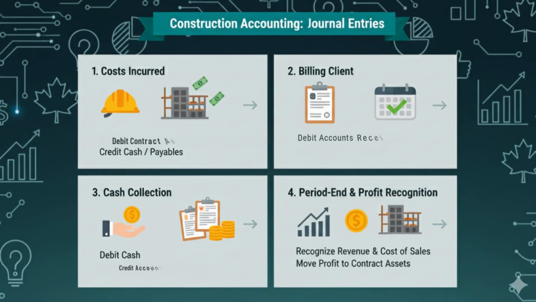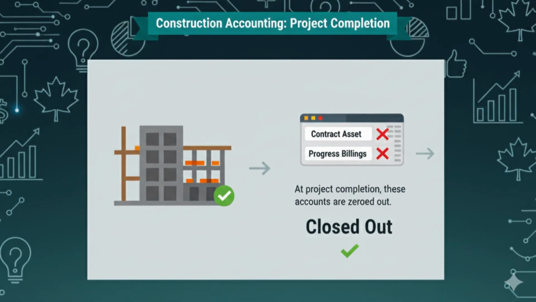Here's how it flows in practice. When costs are incurred, debit contract asset, credit cash or payables. When billing the client, debit accounts receivable, credit progress billings. When cash is collected, debit cash, credit accounts receivable. At period end, recognize cost of sales and revenue, moving profit into contract assets. At project completion, the contract asset and progress billings are closed out.